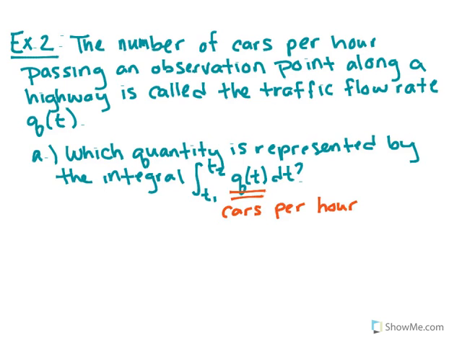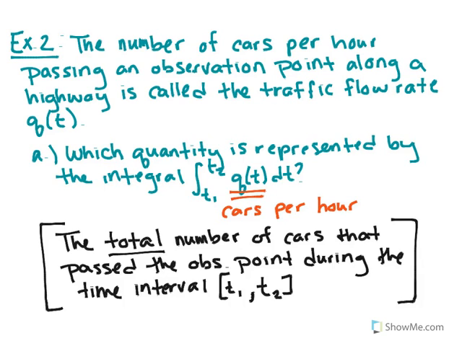So after we do the integral here, we should have an amount of one of these things, and we're not going to have an amount of hours. We're going to have the amount of cars. So the way that we can say that is like this. We can say that it's the total number of cars that pass the observation point during this particular time interval from t1 to t2.